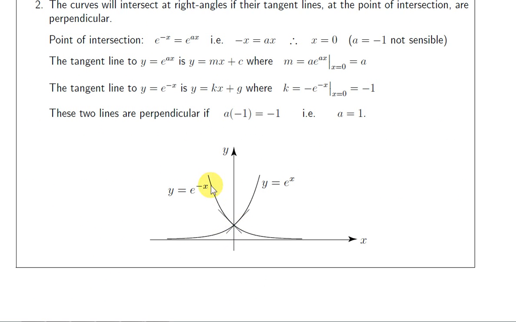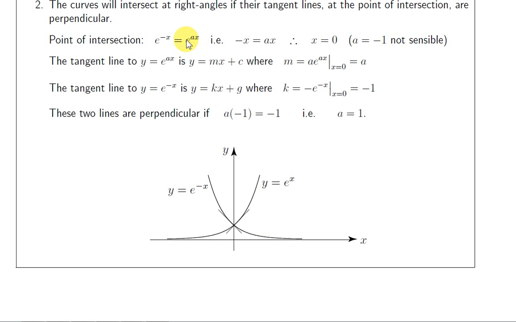Y equals e to the power minus x is a decreasing function of x. As a matter of fact, as x tends towards plus infinity, e to the minus x will tend to 0. So we're after the other exponential function, e to the power of ax. Well, you can see the answer is 1 here, but we're looking for a.